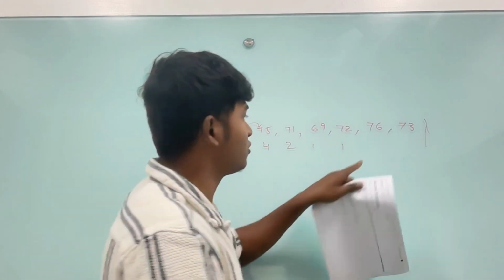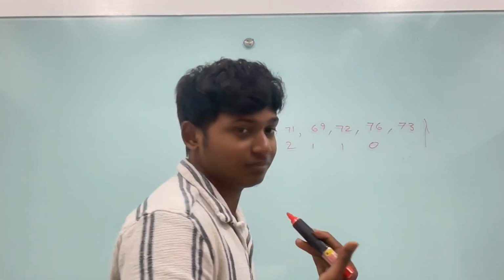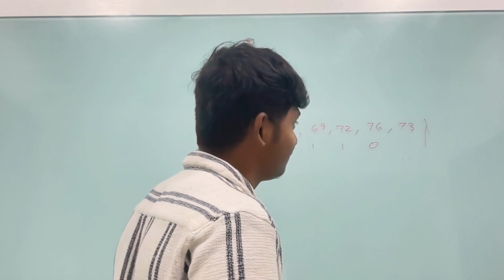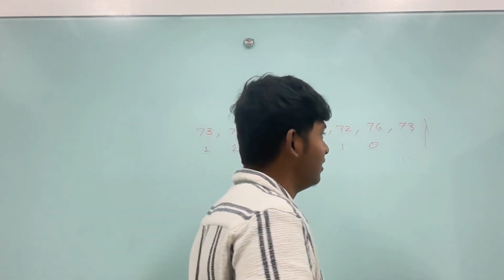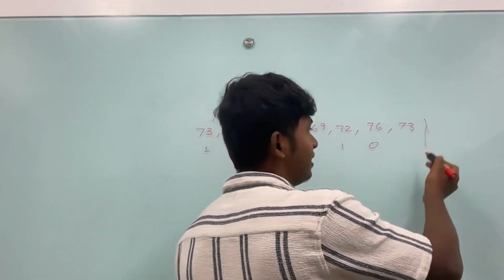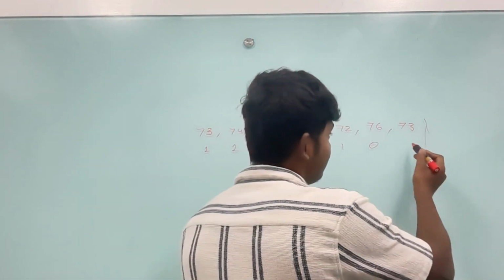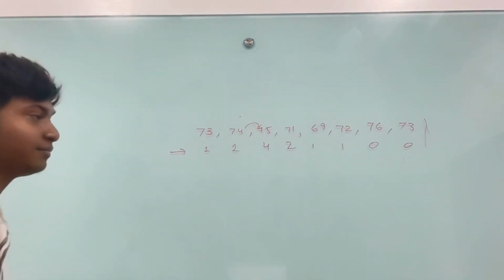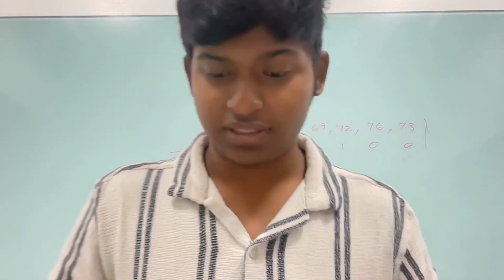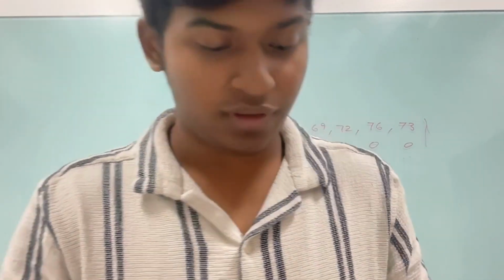So there's nothing he can do. We'll print 0, because that is the warmest day and it's gone. And 73, still the same thing, gone, 0. So this is the array we have to print. The problem statement seems easy, but how do we do that?